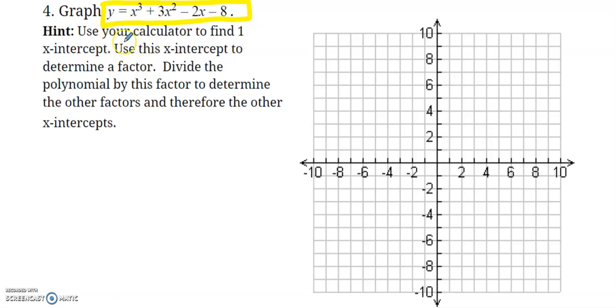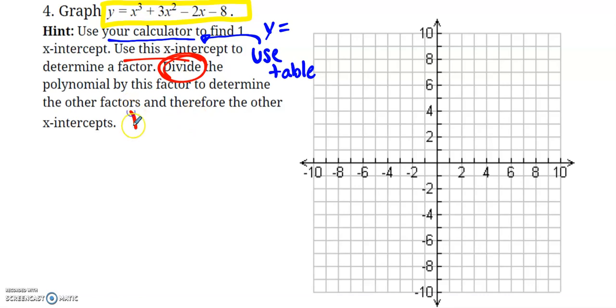So first thing you need to do is make sure you use your calculator. So go to y equals and type in this equation in your calculator, and then use the table in your calculator to help you figure out one of your y values. All right, you just need one, but if there's more than one, great. Then use that value to determine a factor and divide by that value, okay? And once you have that one divided out, determine the other factors by doing more division or more factoring. Your call, all right?